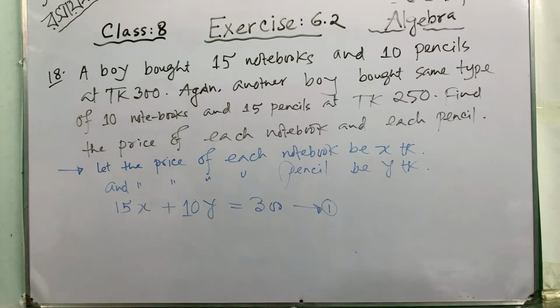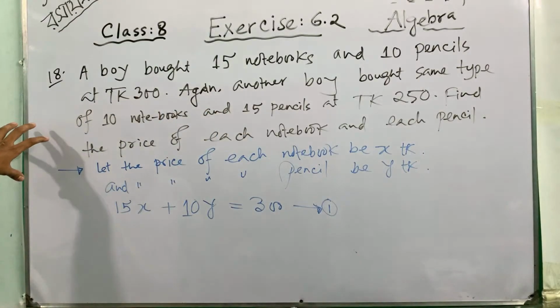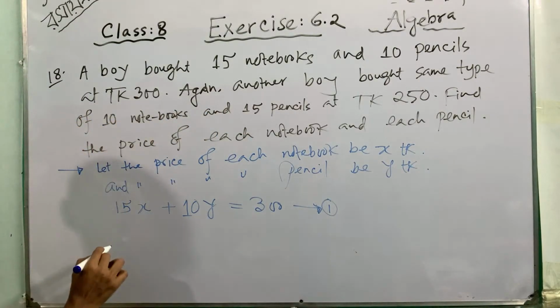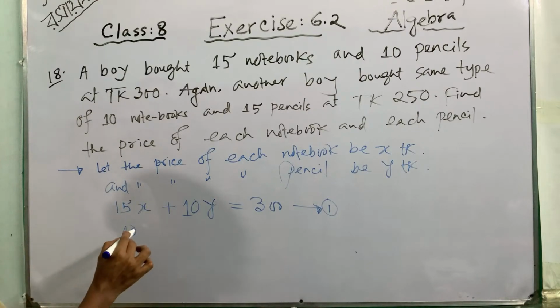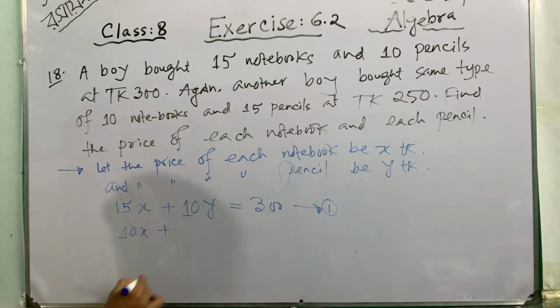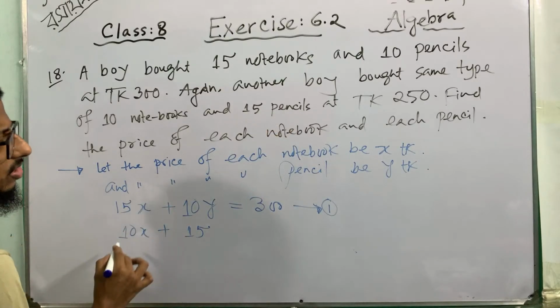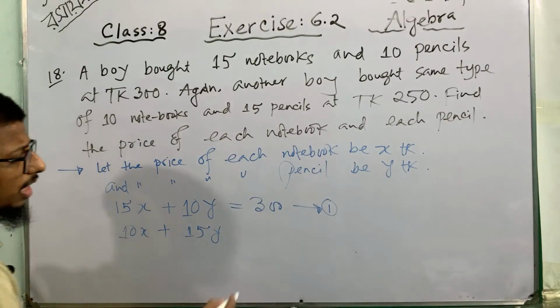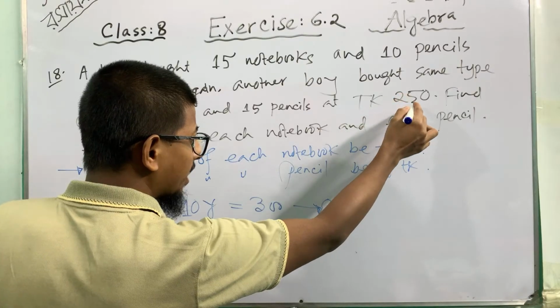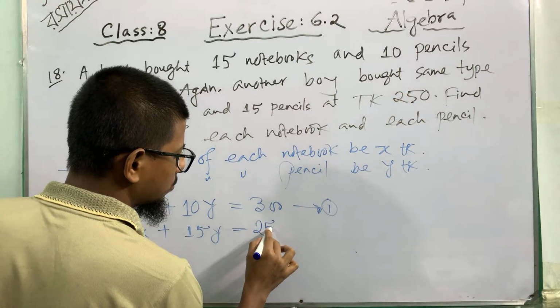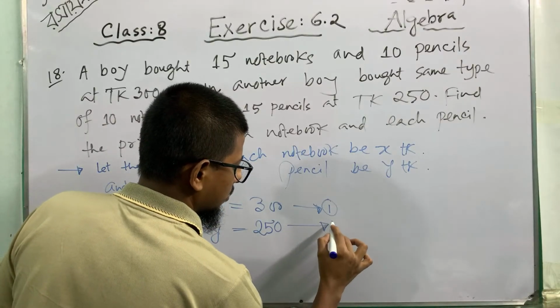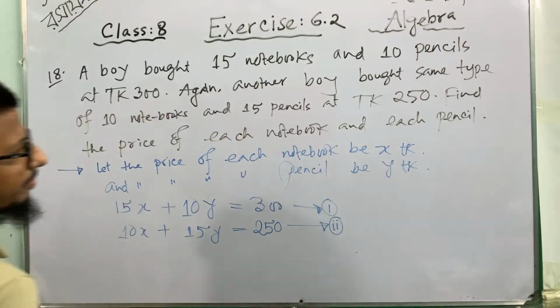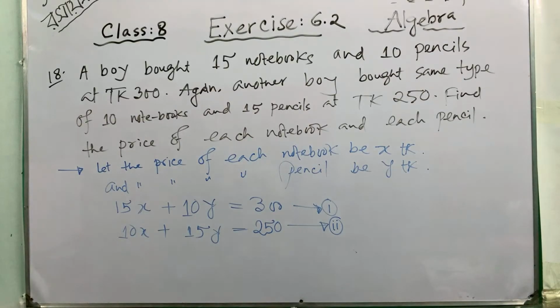Now there is another boy who bought same type of notebook, but he bought 10 notebooks. Remember, he bought 10 notebooks. So the price for 10 notebooks is 10X, and he bought 15 pencils. The price for each pencil is Y, so price for 15 pencils is naturally 15Y, and together he had to give 250 taka. And from these two linear equations, from these two straight line equations, we are going to find out the value for X and Y.